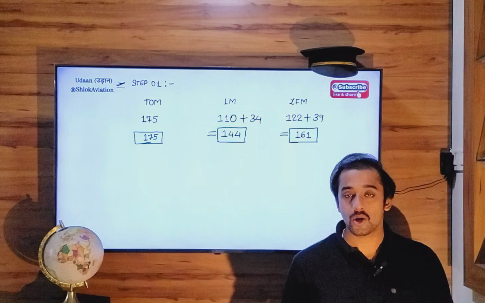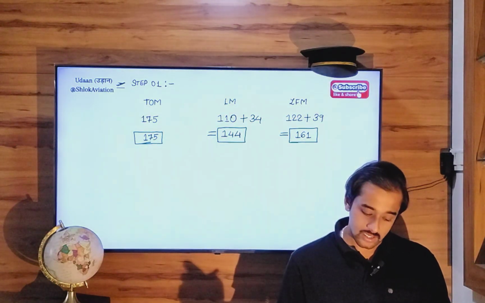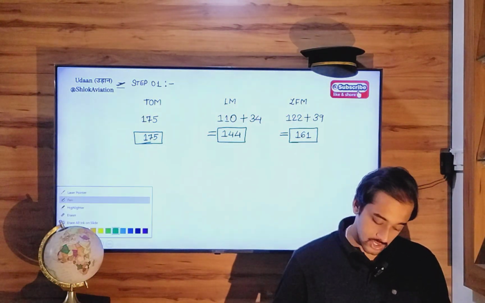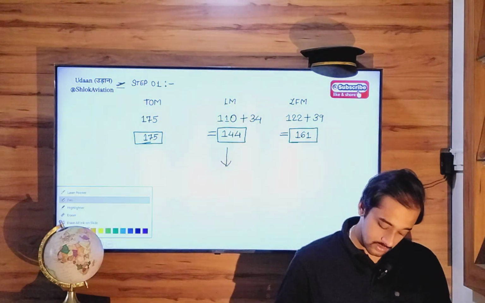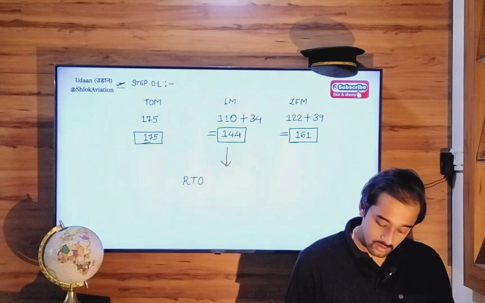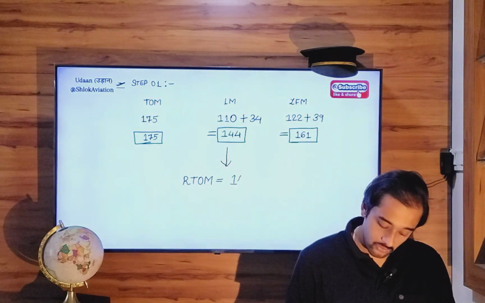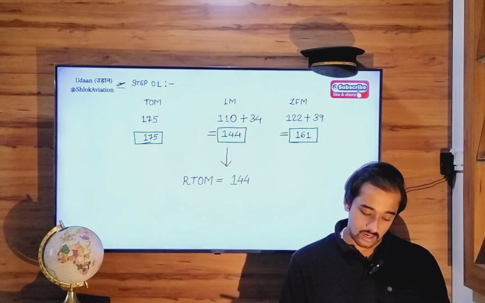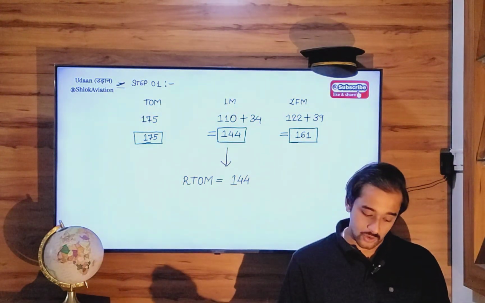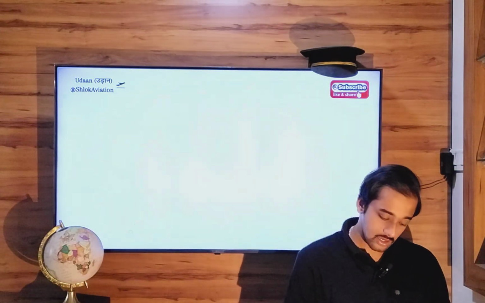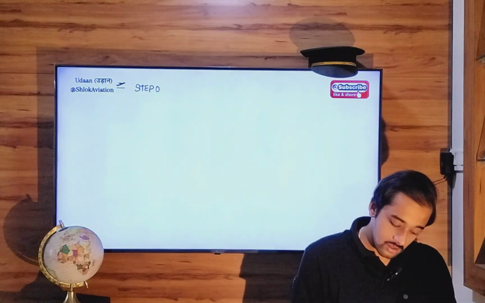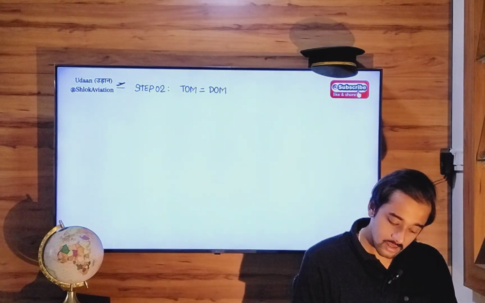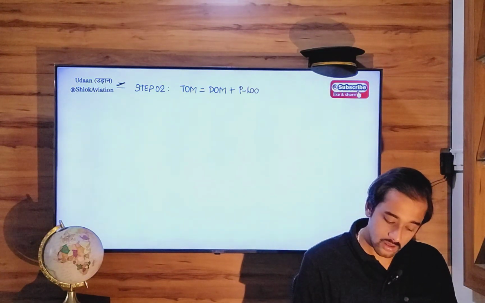Choose the takeoff value which is the least. The least among them is 144. So our takeoff mass is going to be 144. With this takeoff mass we are going to depart. Next, step number 2 is to use the direct formula, which is takeoff mass equals DOM, dry operating mass, plus payload plus fuel on board or takeoff fuel.